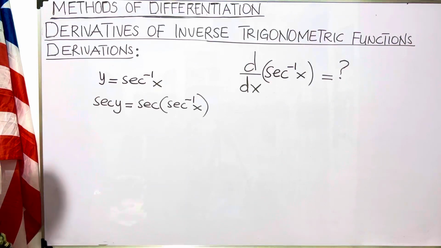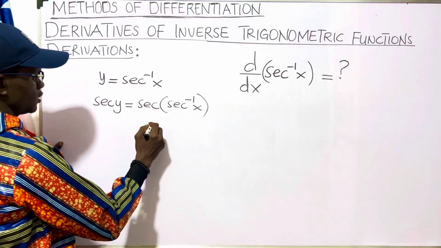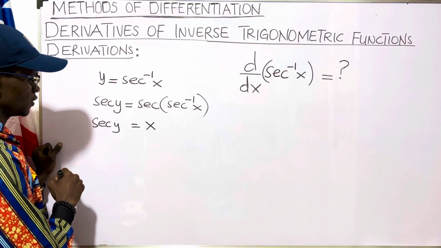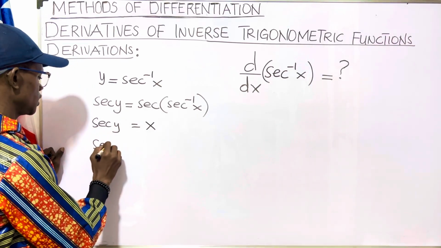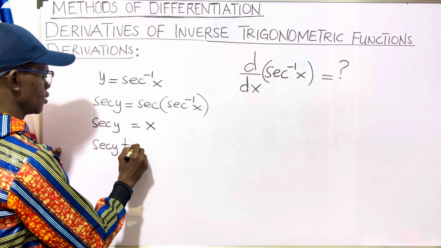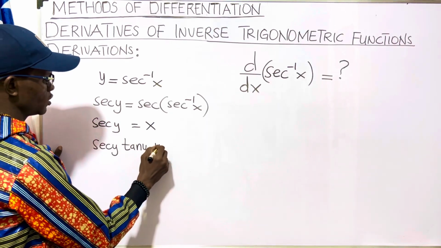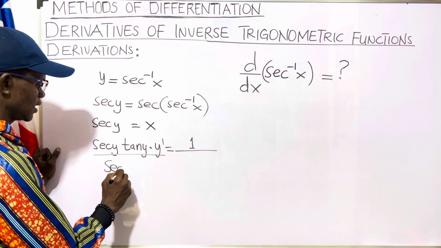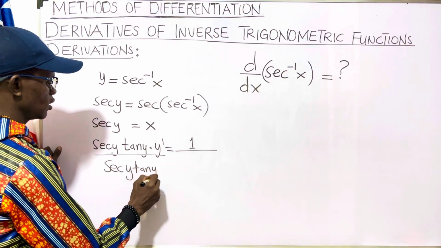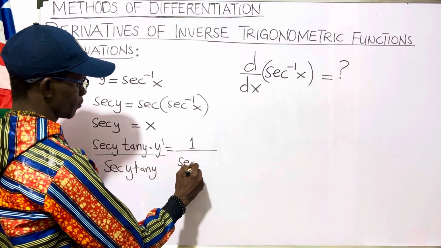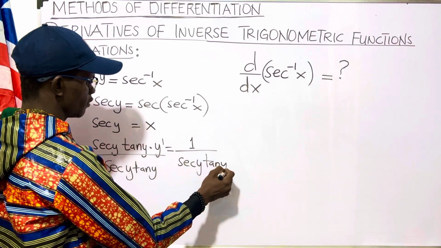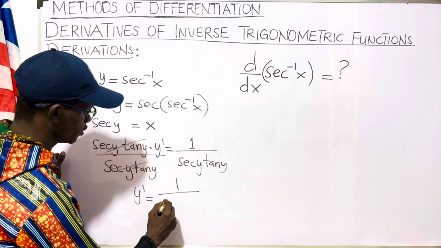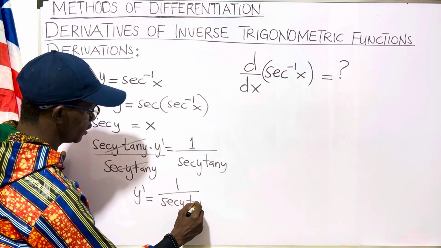We know that secant of secant inverse of x is just equal to x, and this is secant of y. So we differentiate using implicit differentiation. The derivative of secant is secant of y times tangent of y times the derivative of the angle, which is y prime. The derivative of x is just 1. So we can divide both sides by secant of y tangent of y, so that we'll be able to solve for y prime. So this cancels, and y prime now equals 1 over secant of y tangent of y.